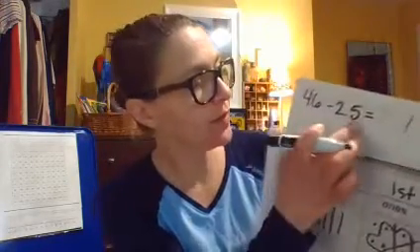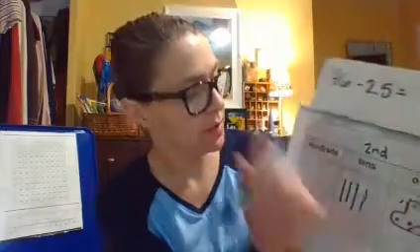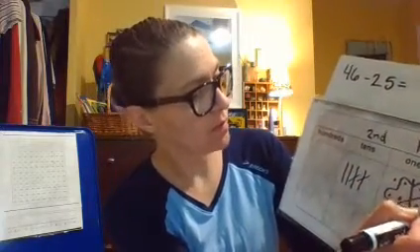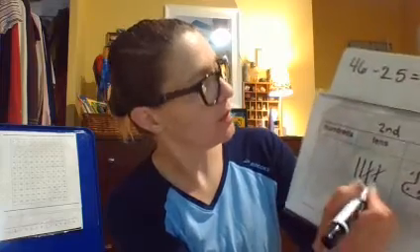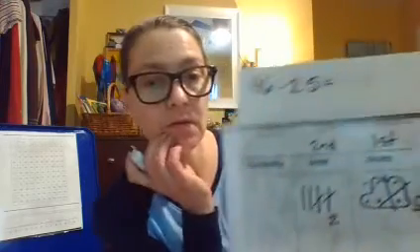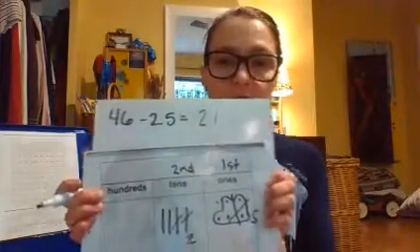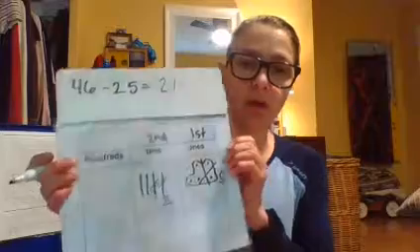Okay, and then I can't forget that I still need to take away the tens. So I'm going to cross off 2 tens. And that's the 2 tens. And then I'm left with 2 tens. So 46 minus 25 equals 21.